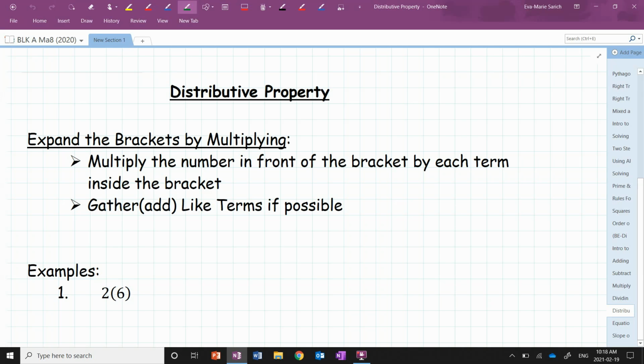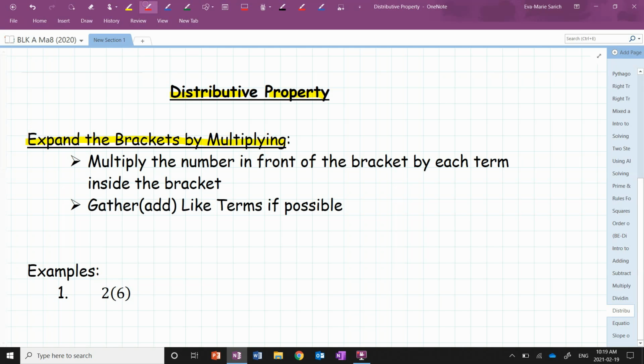So we're going to step away from solving equations for a lesson here, and I'm going to talk about an algebra technique called the distributive property. Okay? Now, you should recognize the word distribute here. This is allowing us to distribute a multiplication. So it's often talked about as expanding brackets, and we expand brackets by multiplying.